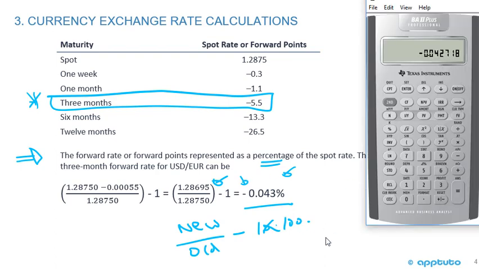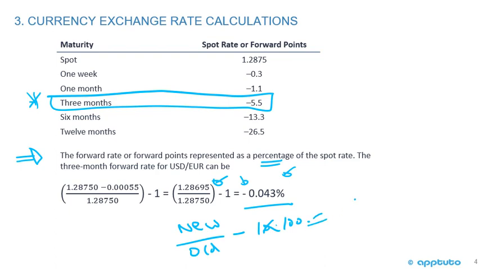So that's fairly easy. When you want to do the forward rate or forward points represented as a percentage of the spot rate, it's just the new rate, the forward rate, divided by the old, minus 1 times 100, and that's how you get it in terms of the percentage, negative 0.043%.